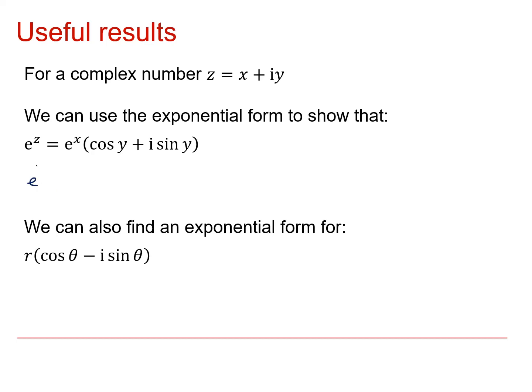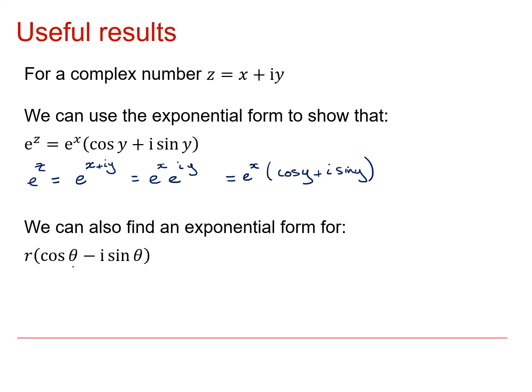If we start with e to the z, well, that's equal to e to the x plus iy. But we know that this just means e to the x times e to the iy. And we know that e to the iy is cos y plus i sine y. So this is just e to the x times cos y plus i sine y. And this particular result can be very useful later when we look at some integration.